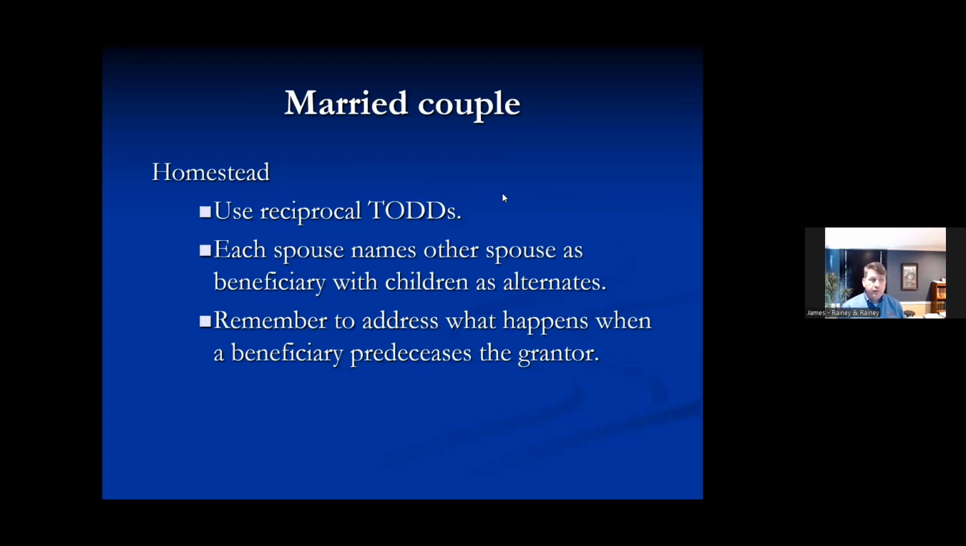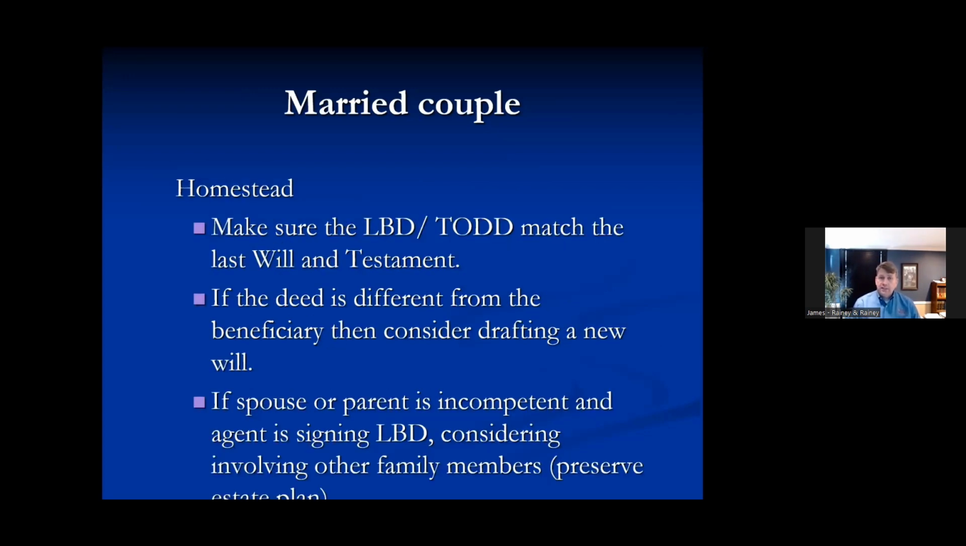Now, if we use a transfer on death deed, what we might do is say, I, husband, transfer on death to wife, the house. And then the wife would say, I, wife, transfer on death to my husband, the house. And so then we would name the kids as alternates or as beneficiaries. And then we would have to make sure we put some language in there that addresses what happens if one of them predeceases.